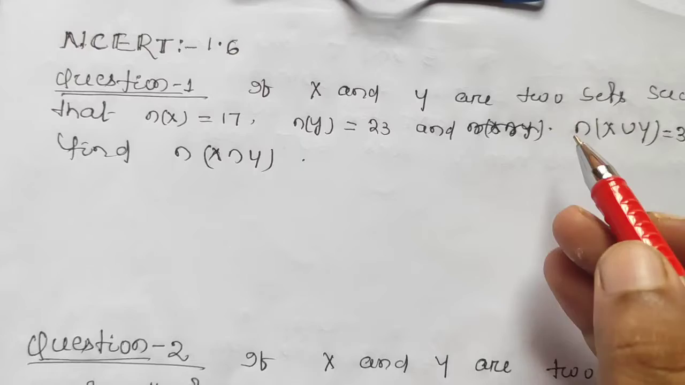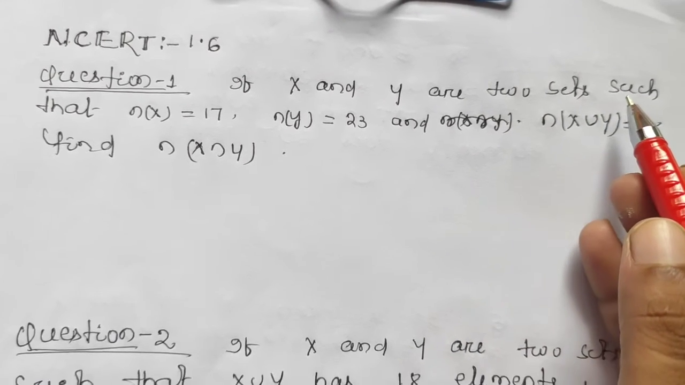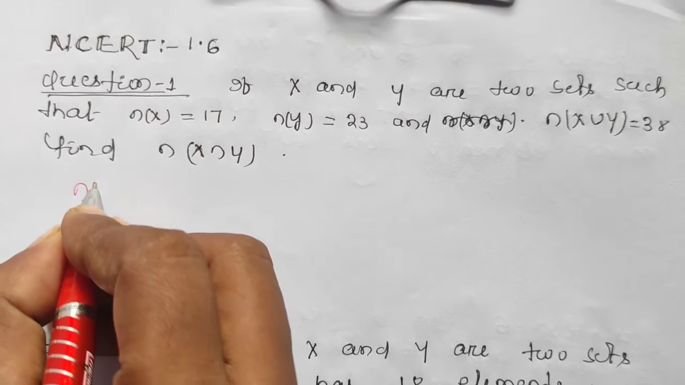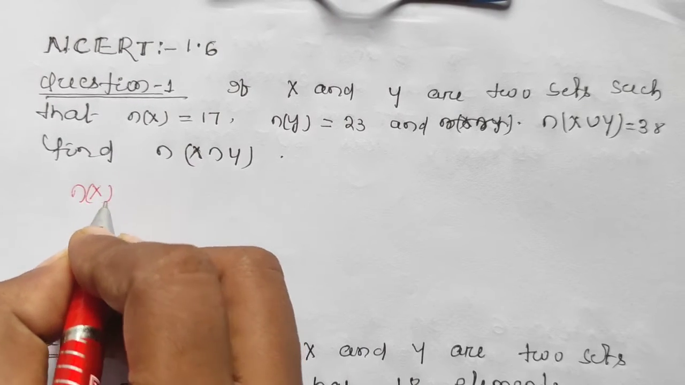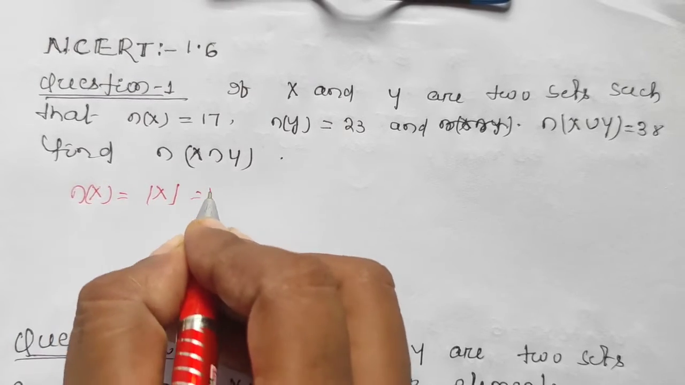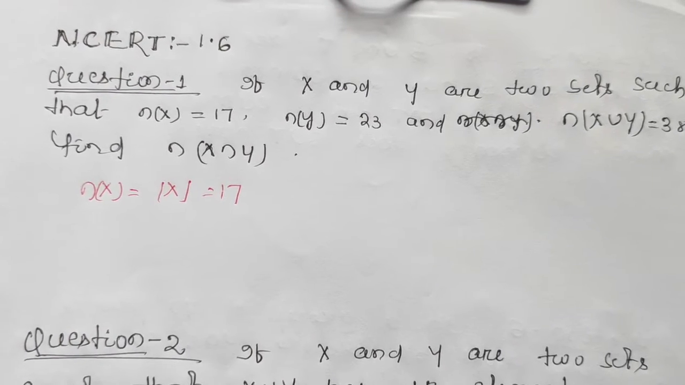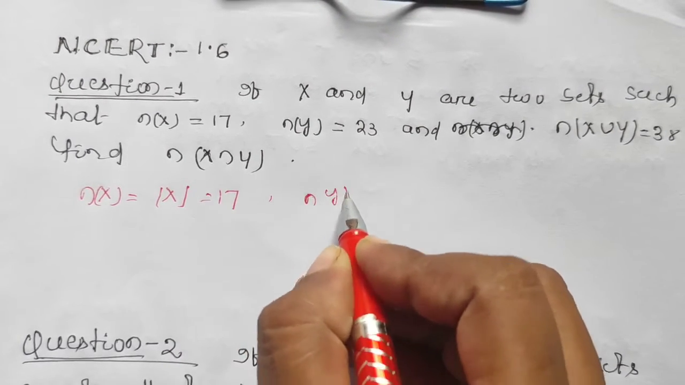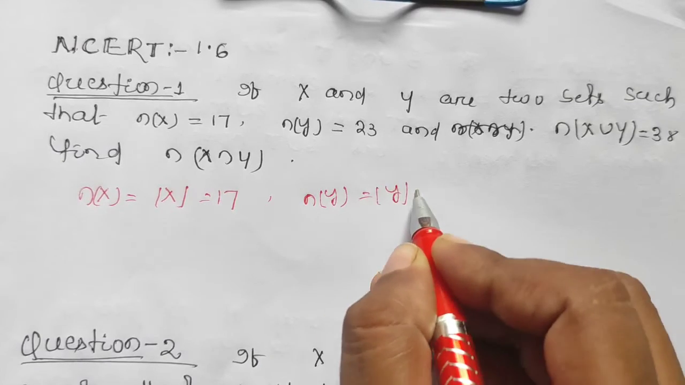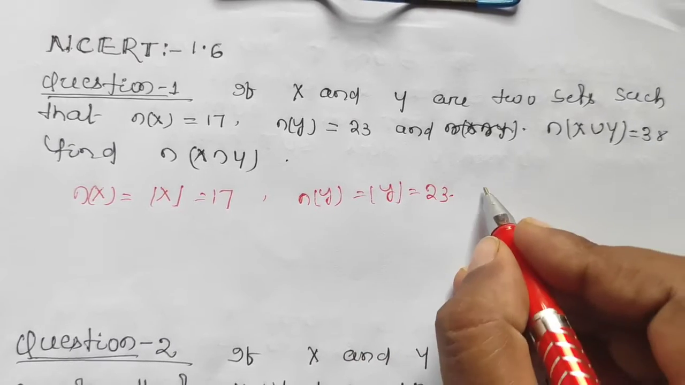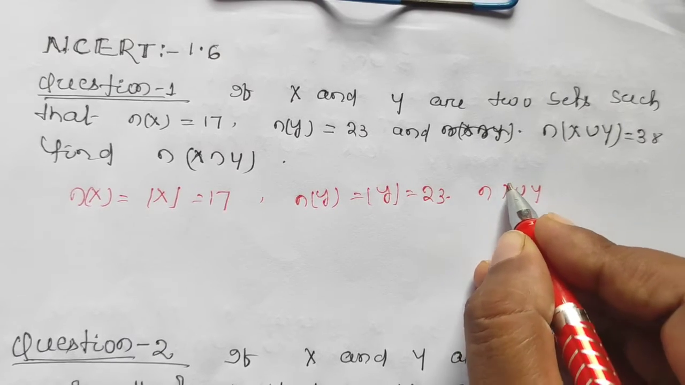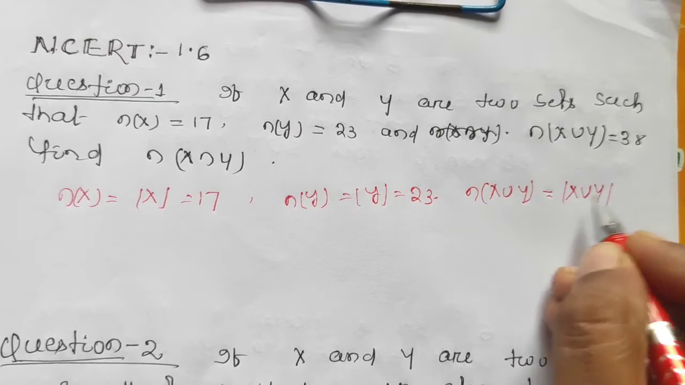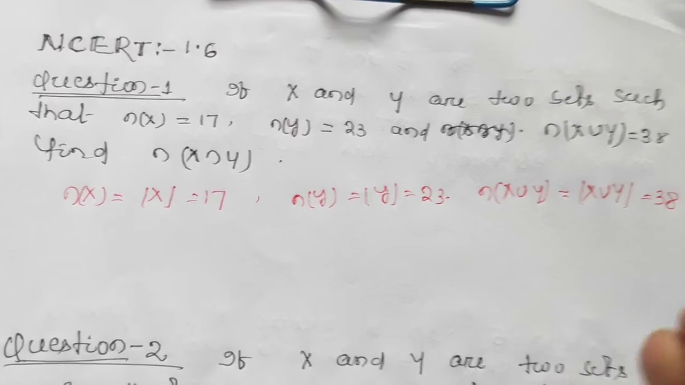If x and y are two sets, so that n of x, the number of elements of x, is equal to 17. N of y is equal to 23. It is given that n of x union y, the number of elements of x union y, is equal to 38. Find n of x intersection y.